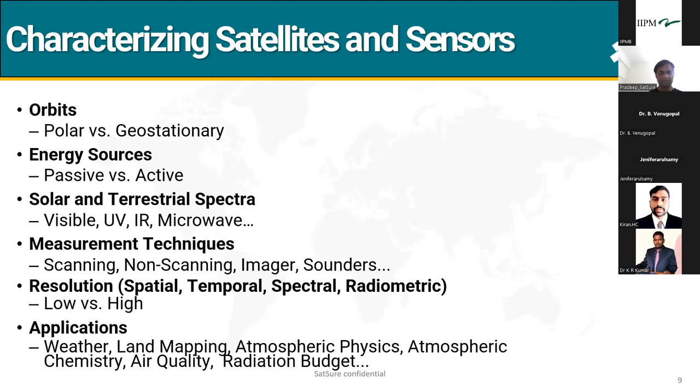Then the application side, again: weather, land mapping, atmospheric physics, atmospheric chemistry, air quality, radiation budget. There are an N number of applications. People work in different domains or verticals, and they use the same satellite data image for different purposes. Let's say if my area of interest is agriculture, I will get the same satellite image, but I will work on the agriculture side.